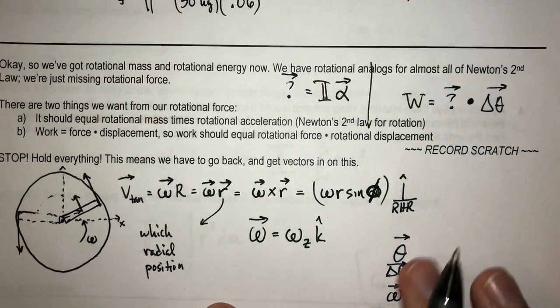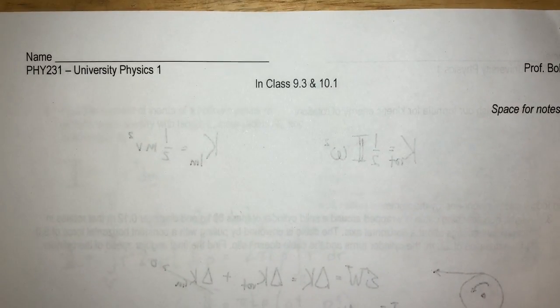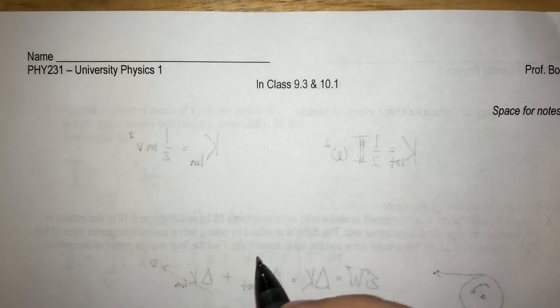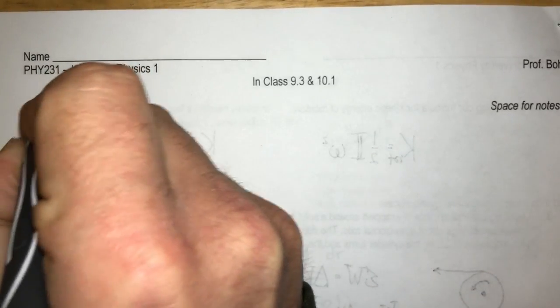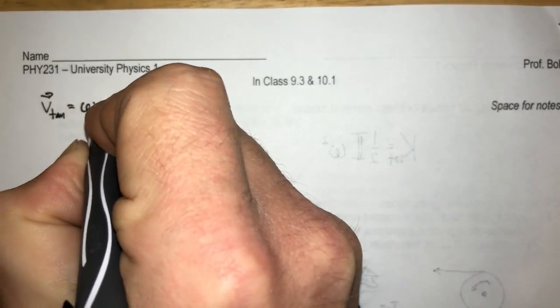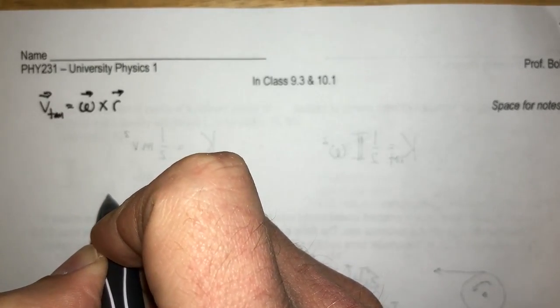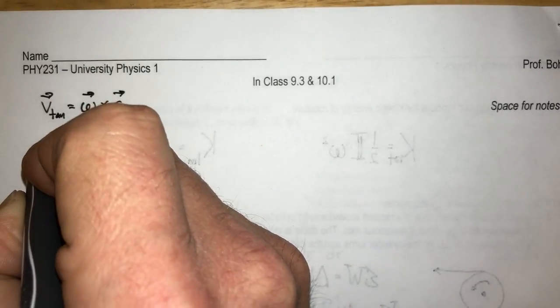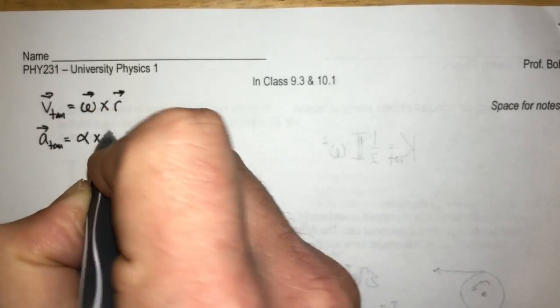So let's keep going and try to nutshell some of these results and then put some things together. We had tangential velocity is omega cross r. And if we modify our formula for tangential acceleration as well, we can use alpha cross r.